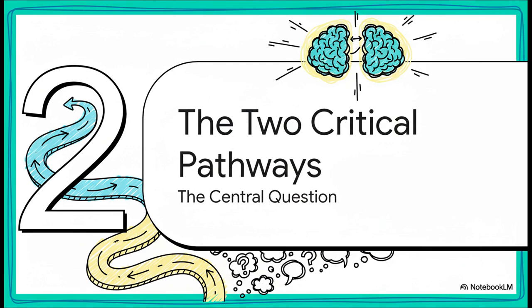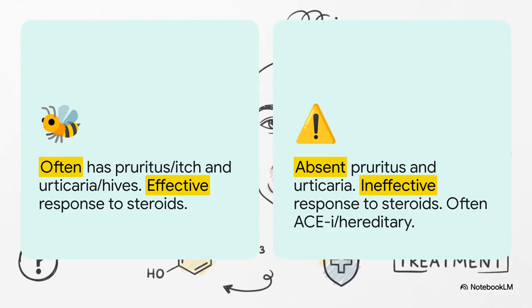Okay, this next part, this is where you really need to lean in. Seriously, this is probably the single most important concept in this entire explainer. If you can get your head around these two pathways, you're going to be able to nail the diagnosis and management every single time. Okay, this slide right here, this is everything. This is the fork in the road. Your entire management hinges on one question. Is this driven by histamine, or is it driven by bradykinin? And the clues are right here.